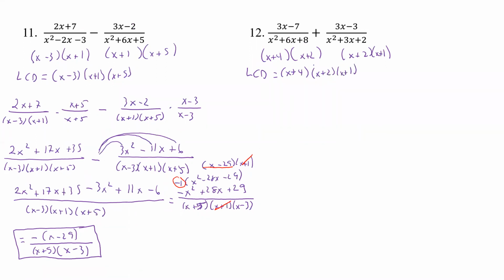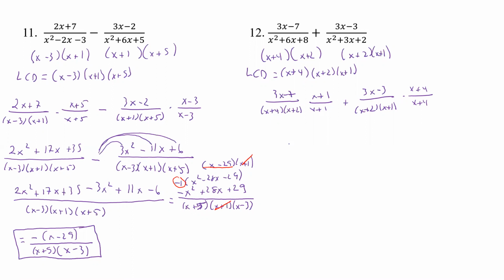And rewriting each of these rational expressions with our new LCD, we have 3x minus 7 over x plus 4, x plus 2 times what? Well, we're going to have to multiply that times x plus 1 over x plus 1. And plus 3x minus 3 over x plus 2, x plus 1, and we're going to multiply that one by x plus 4 over x plus 4. All right, so since we have a plus here, we can just FOIL and write it all in the numerator.